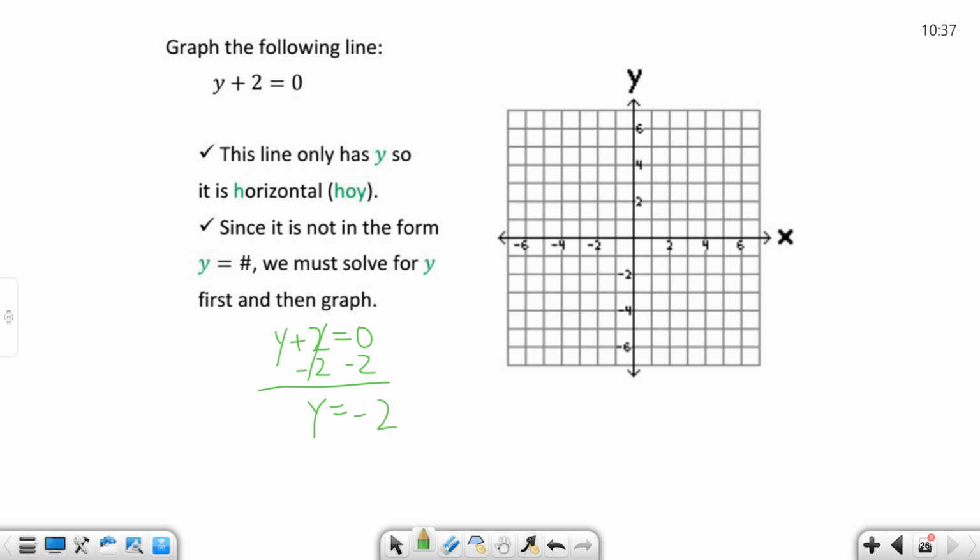Negative 2. So now we can graph it. We go to y equals negative 2, which is down here, and then we have a horizontal line. So we graph this thing straight across, my horizontal line here at y equals negative 2, right? So that one required a little bit more work because it was not already y equals. So I hope that this video helps you when you graph horizontal and vertical lines. And that's when you only have x or only have y in the equation you're graphing.